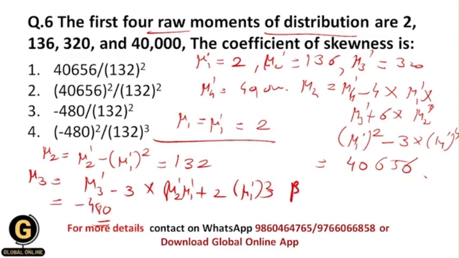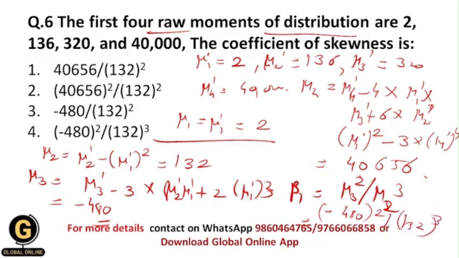And according to the formula that I have told you earlier in this video, the coefficient of skewness, which is denoted by beta 1, is equal to mu 3 squared upon mu 2 cubed. And that's why your correct value for the same is (minus 480) squared upon 132 cubed. So your correct answer for this question should be 4.